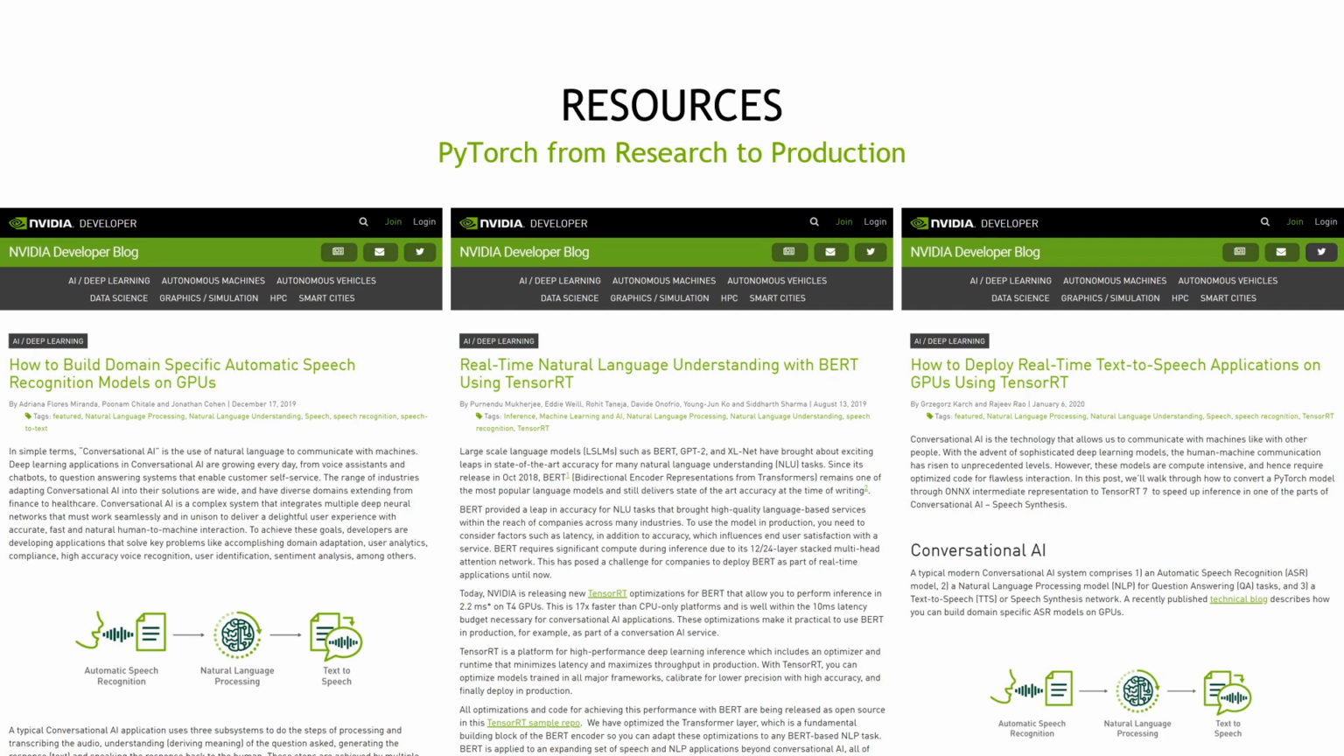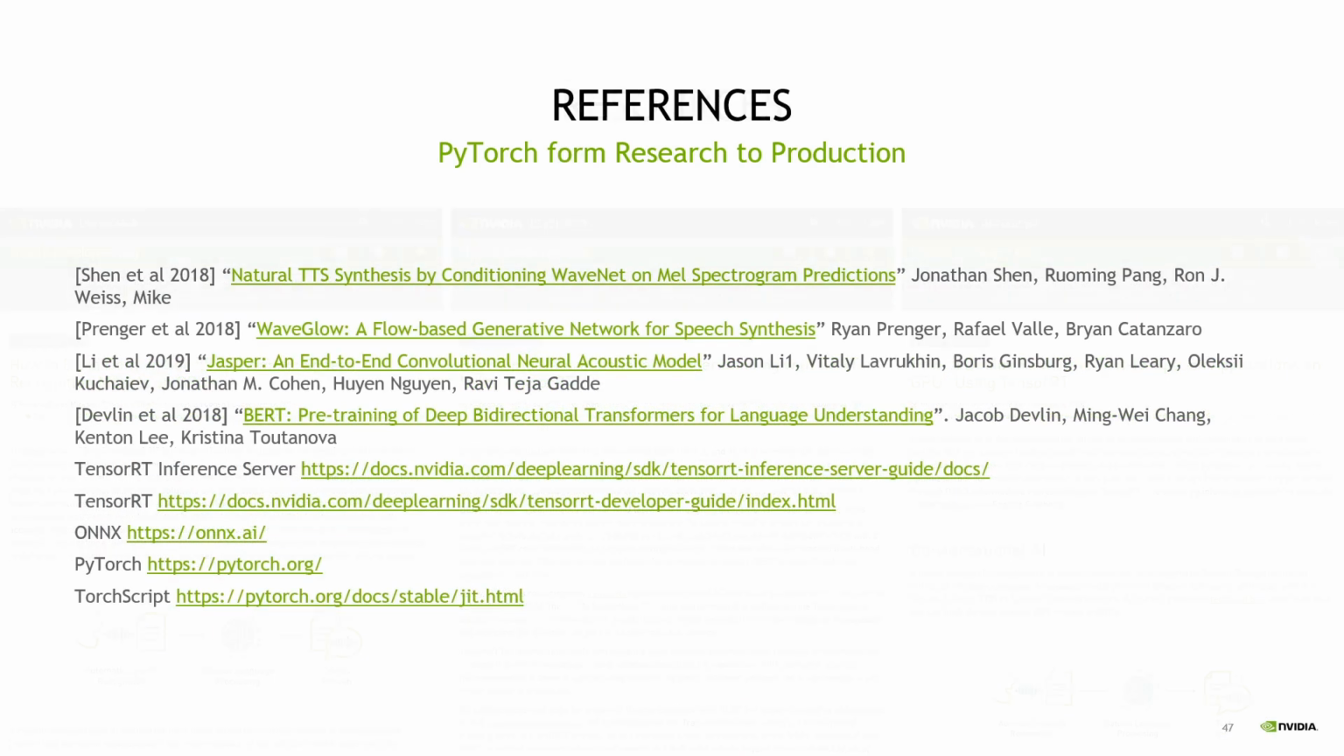I wish you a good read, and here are some references that you can use to further investigate the conversational AI models and to get yourself familiar with the toolkits that were described in this talk.